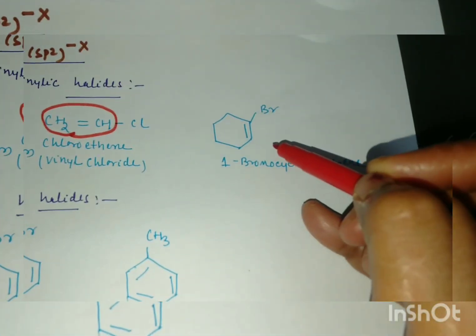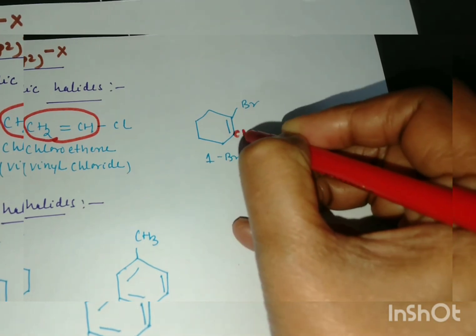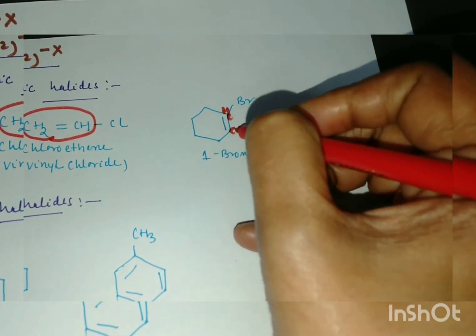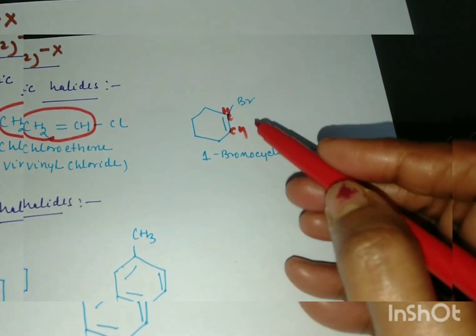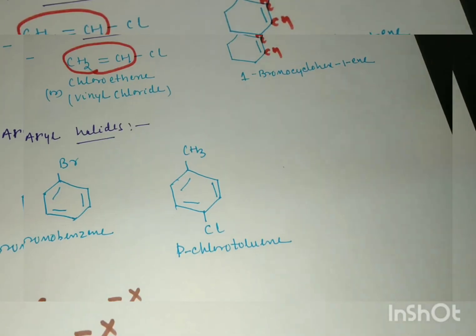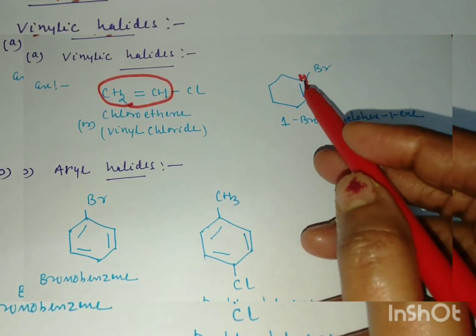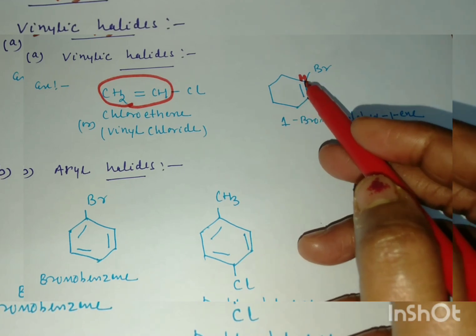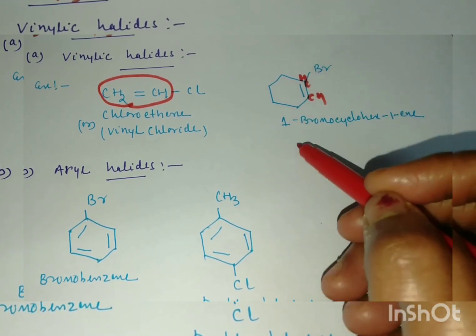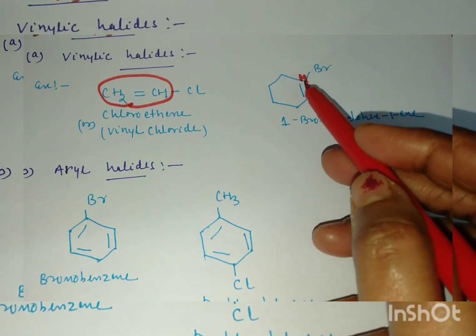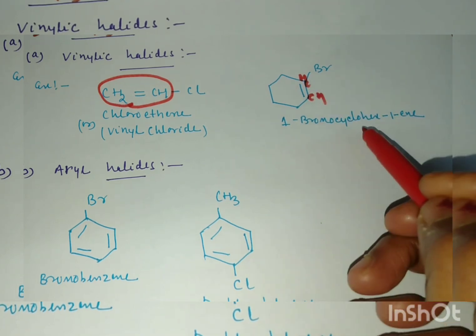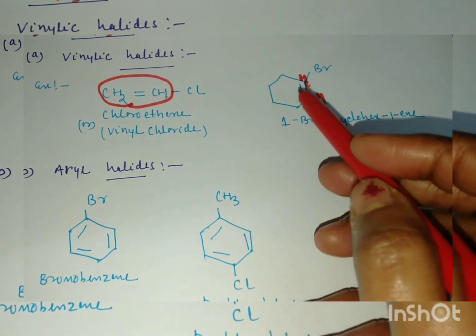Here also, see this one. If I write this as CH, this is CH double bond CH Br, so the bromo is attached. Now what is this? This is your vinyl group. Halogen is directly attached to this vinyl group, CH double bond CH. So it is your 1 bromo. If I write the compound, bromo is attached to the first carbon, so 1 bromo. This is your cyclohexane ring.